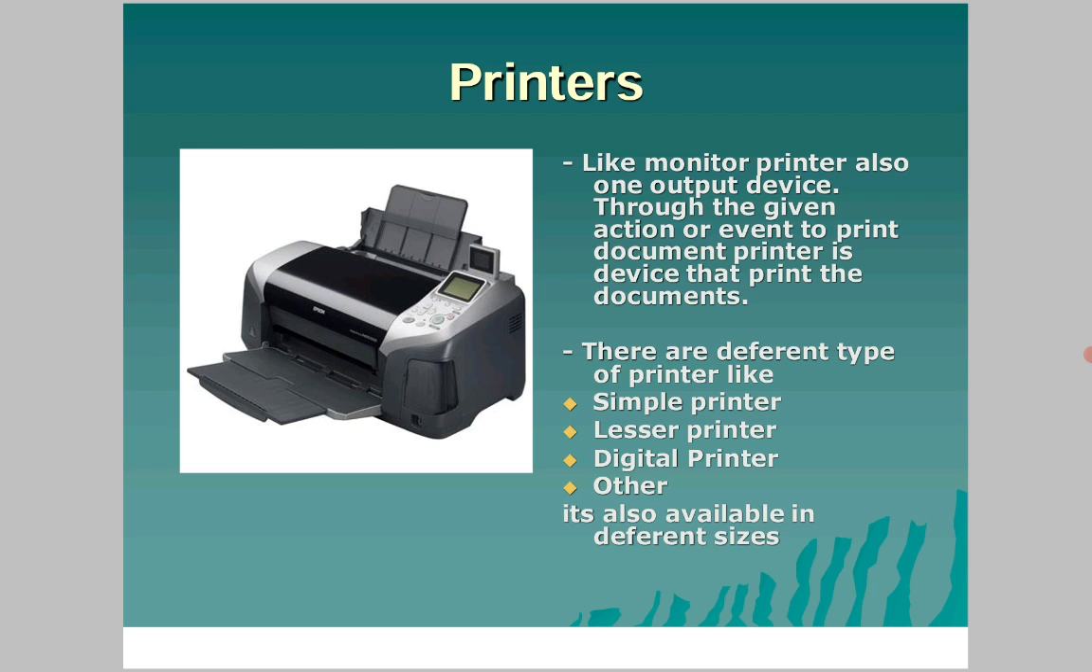Impact printers means there is a direct interaction of the print header on the paper. In impact printers, the header or the needles of the header generally touch the surface of the paper. It is called an impact printer. Whereas non-impact printers means there is no direct interaction.